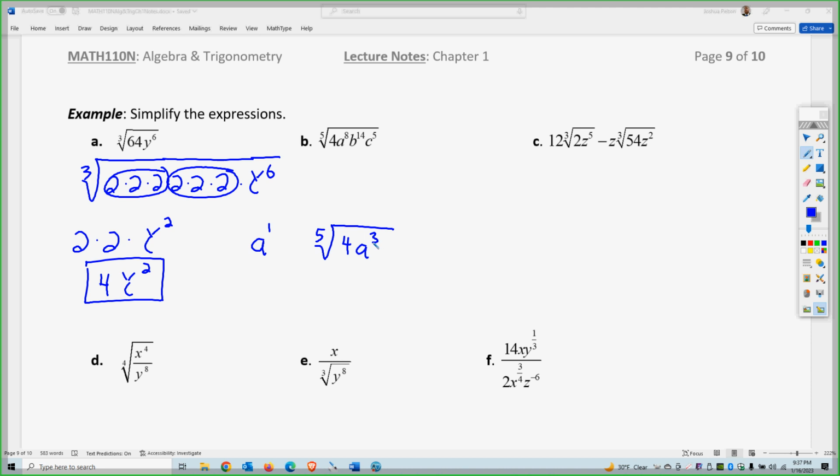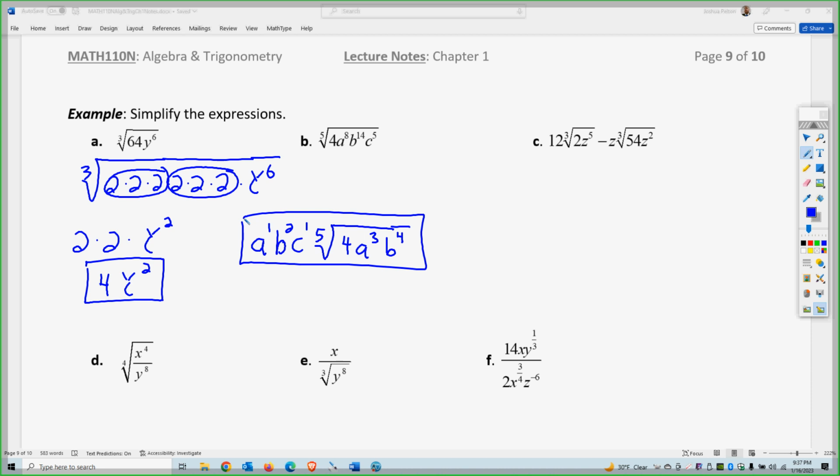All right, b to the 14. 14 divided by 5 is 2, and there's 4 left over. And then c to the fifth, 5 divided by 5 is 1, and there's nothing left over. So that's the best we can do. That's an imperfect one. The first one was perfect. The second one was not perfect.